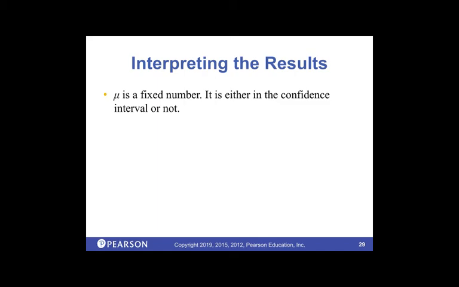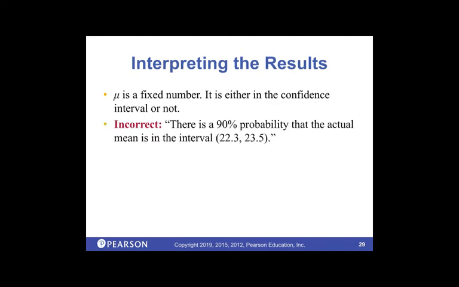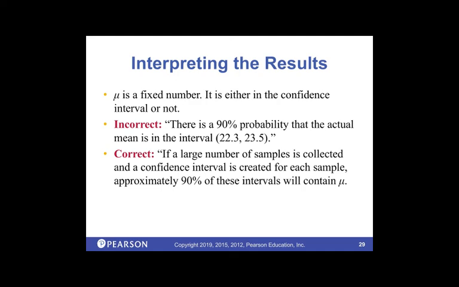So the population average is a fixed number. It either is or is not in the confidence interval. There is not a 90% chance that the actual average is in this interval. The correct way to say it is that if a large number of samples is collected and a confidence interval is created for each sample, approximately 90% of these intervals will contain mu.